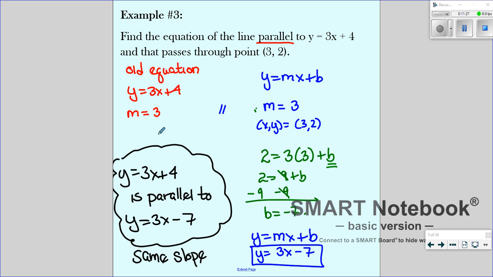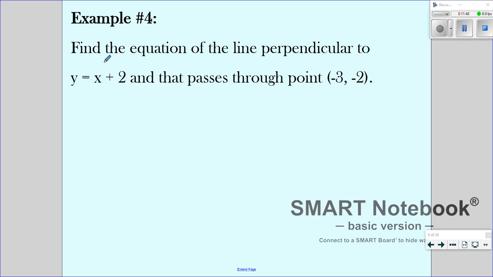All right, so this was working with parallel lines. We found the line that was parallel, remember, same slope, and then you plug in the points to the equation and find your b, and then use that b and the m to replace it into the equation of a line to give you your parallel line. Now we're going to do that with perpendicular. It says find the equation of a line that is perpendicular to y equals x plus 2 and passes through the point (-3, -2).